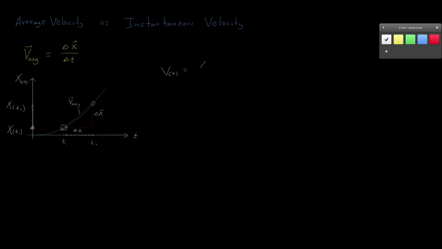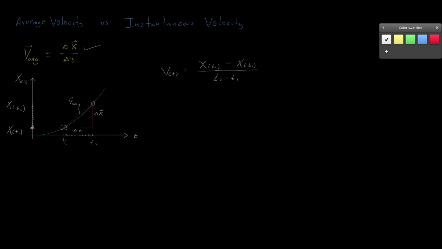So I'm going to write this out as the position at time 2 minus the position at time 1, all divided by the difference in time, t2 minus t1. And that's a lot like this. It's just an expansion of that.